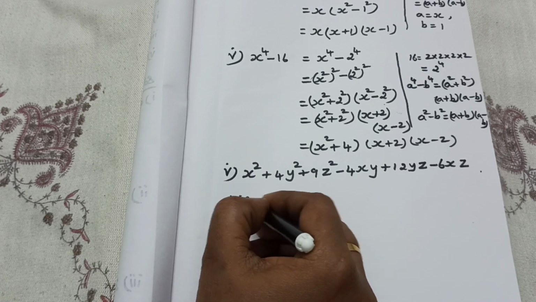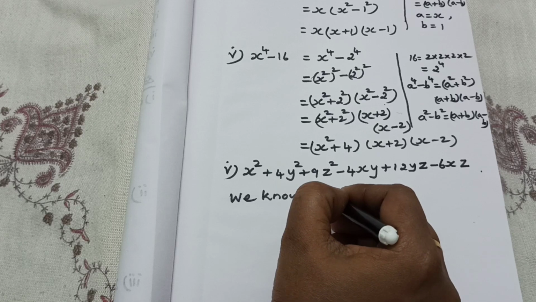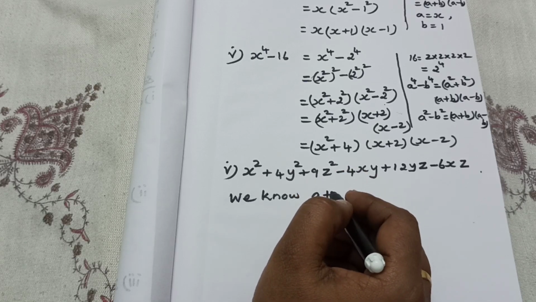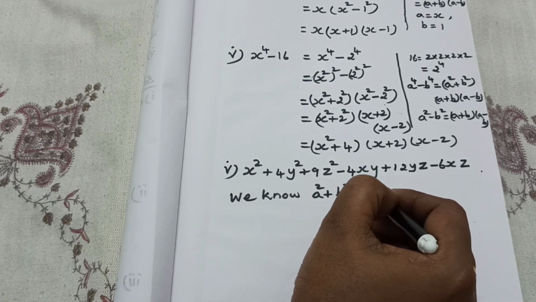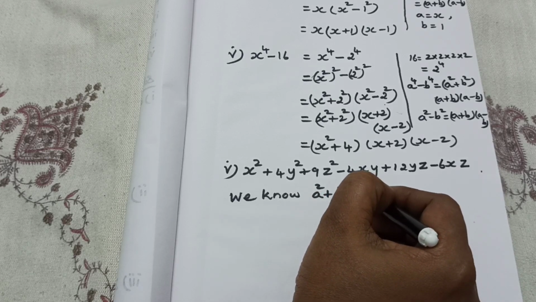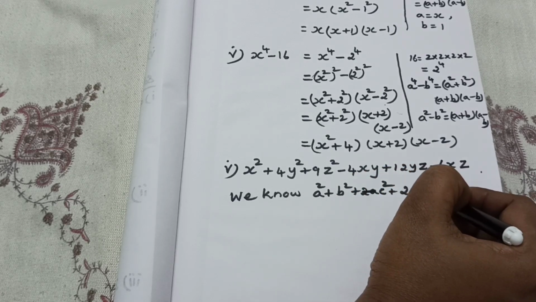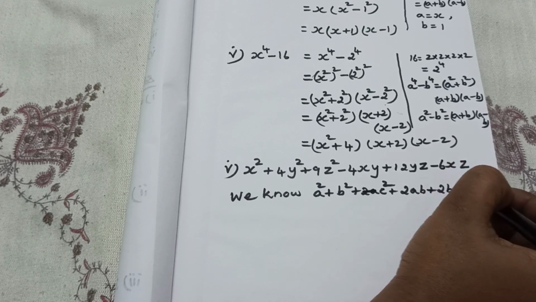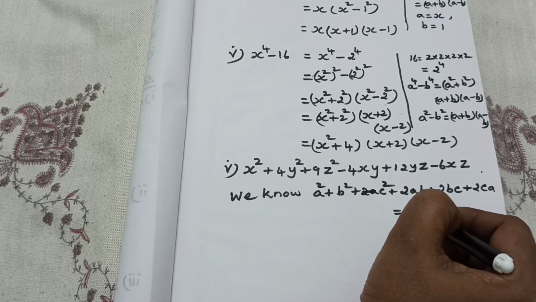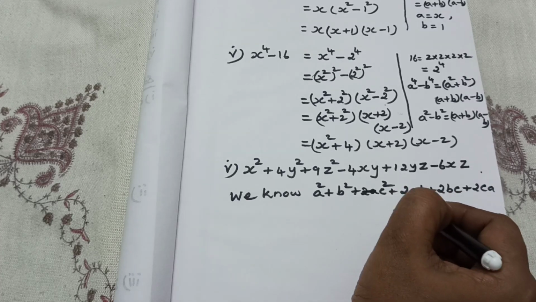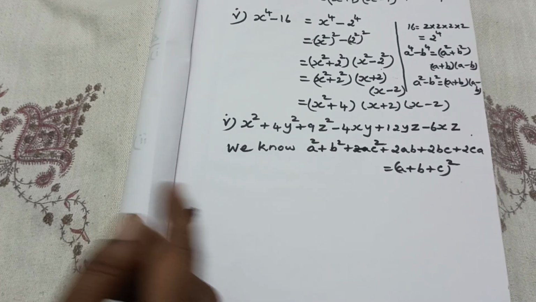Here we know a plus b plus c the whole square form expansion, isn't it? So shall we write that formula? We know what? a plus b plus c the whole square, that means a square plus b square plus c square plus 2ab plus 2bc plus 2ca is equal to what? a plus b plus c the whole square. Understood?